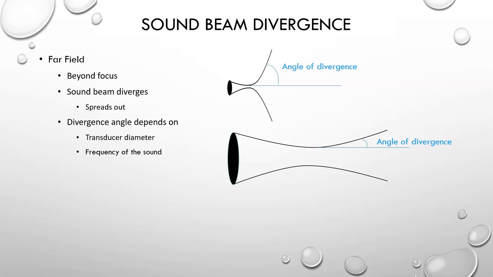Sound beam divergence is directly related to the crystal diameter and the frequency of the sound. So if you have a very small crystal diameter, the angle of divergence in the far field will be very great. If you have a larger crystal diameter, the angle of divergence is much smaller. Also, if you have a high frequency of your sound, you'll get a small angle of divergence, and if you have a lower frequency of sound, you get a larger angle of divergence.